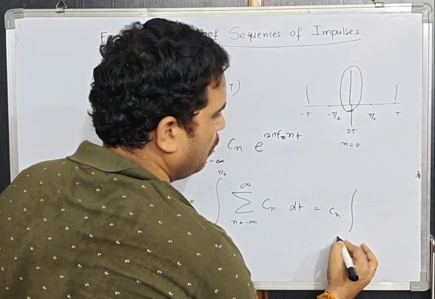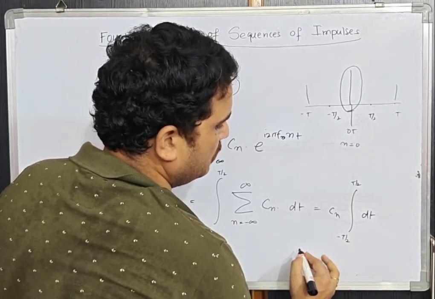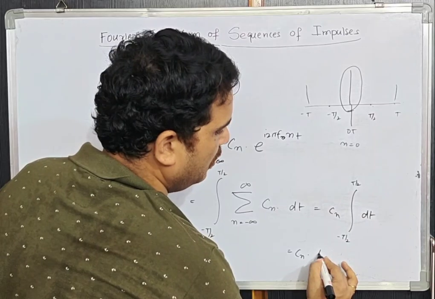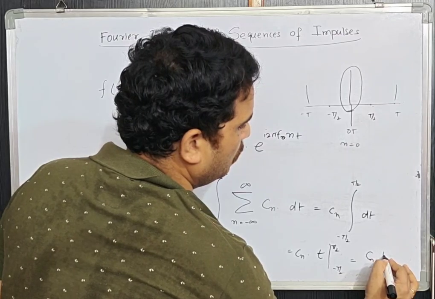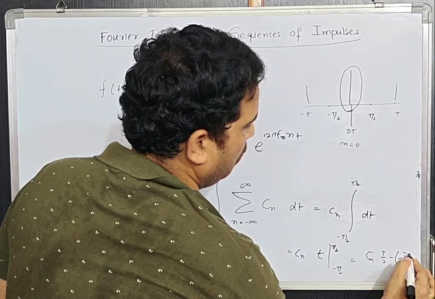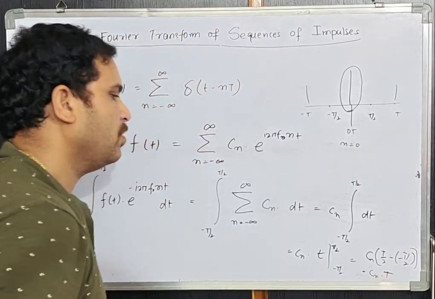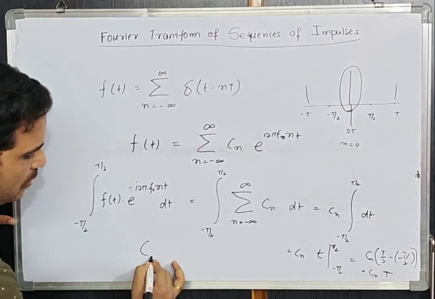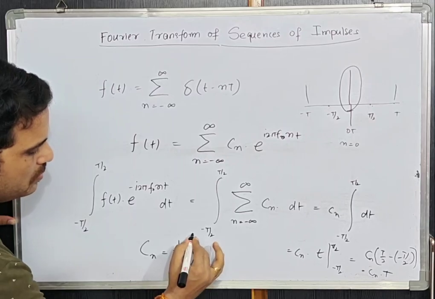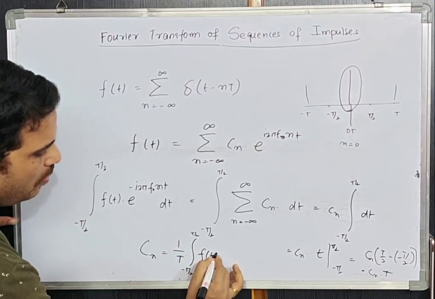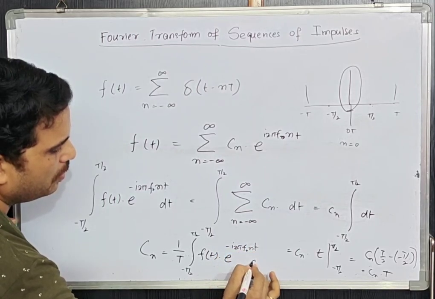I will put it out, integral from minus T by 2 to plus T by 2 of dt. That integral dt is t from minus T by 2 to plus T by 2, that is Cn into T by 2 minus of minus T by 2, that is Cn into T. So finally the coefficient Cn is 1 by T integral from minus T by 2 to plus T by 2 of f of t e power minus i 2 pi f naught n t dt.